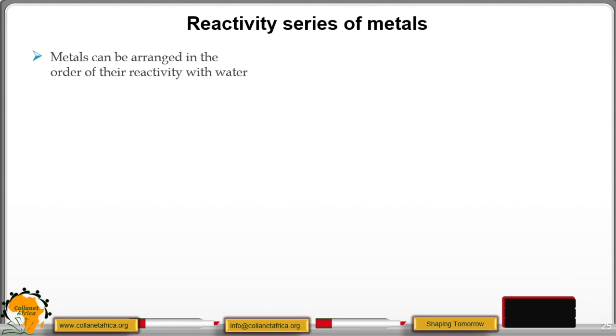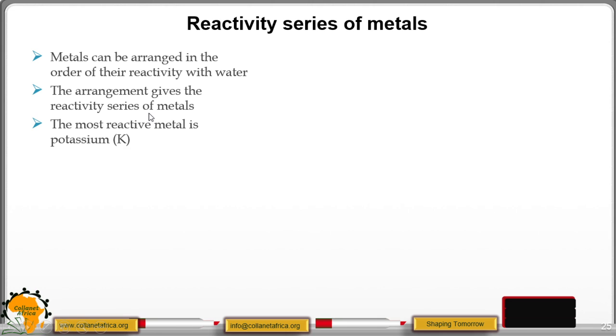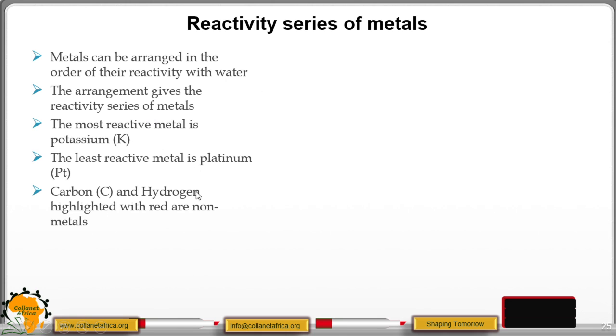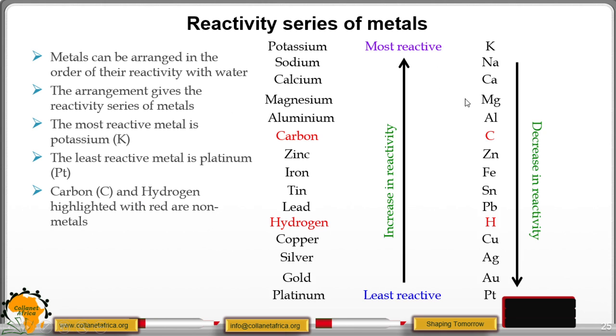Metals can be arranged in the order of their reactivity with water, and the arrangement gives the reactivity series of metals based on how they react with water. The most reactive metal is potassium. The least reactive metal is platinum. Carbon and hydrogen highlighted in red are non-metals. So carbon and hydrogen are not metals. They are non-metals. And this is the reactivity series based on how these metals react with water.